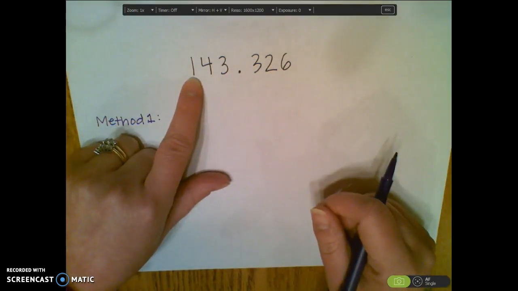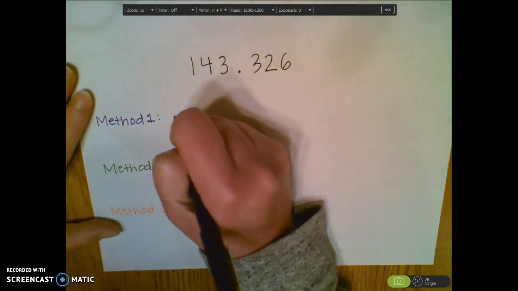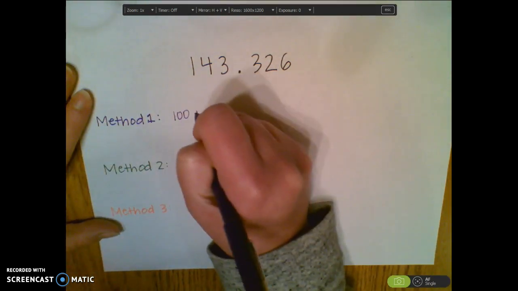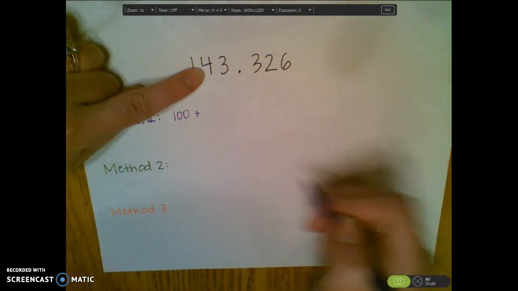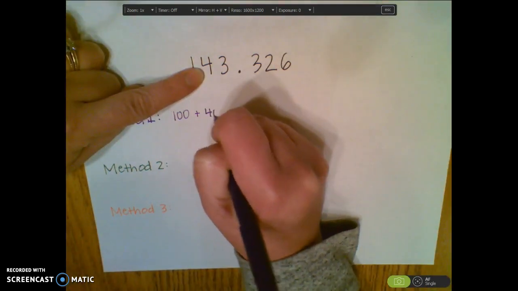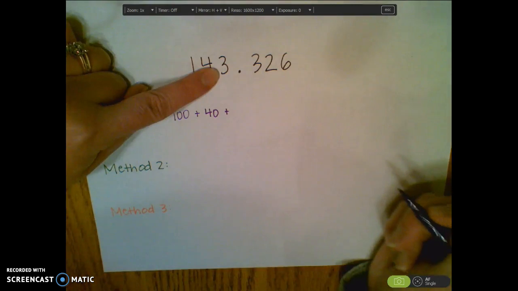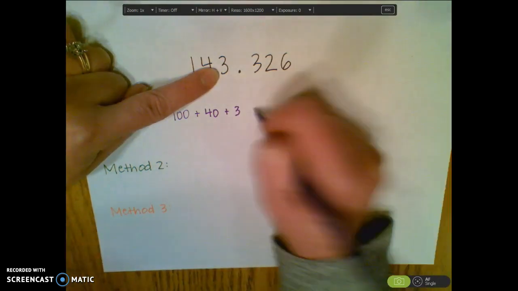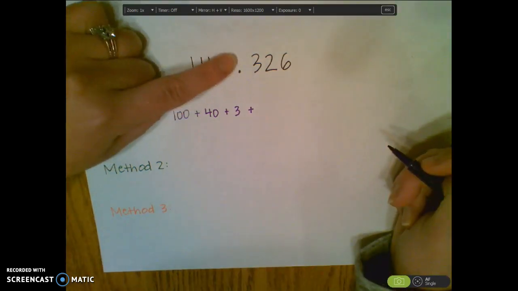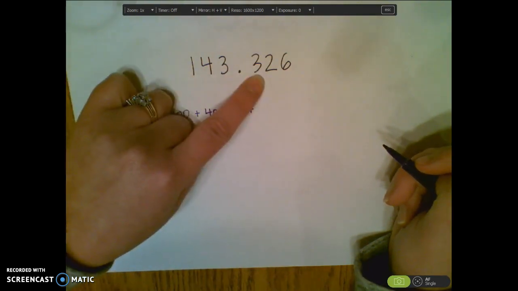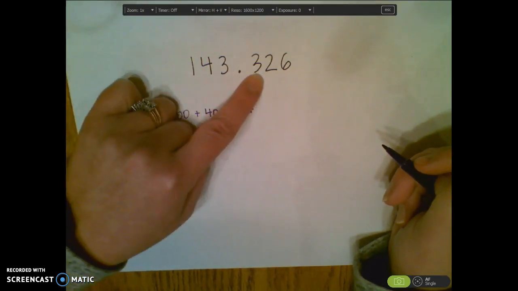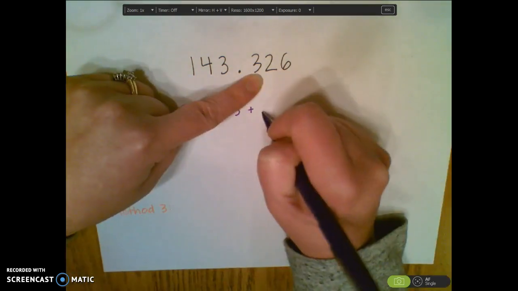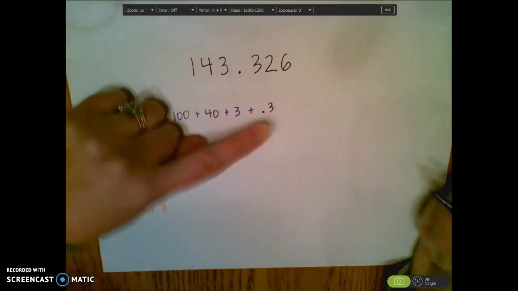So first I'm going to start with my whole number. The value of this 1, it's worth 100. The value of this 4 is worth 40. The value of this 3 is just worth 3. Now I want to do the value of this 3 here, and I know that it's just worth 3 tenths because it's in the tenths place value spot. So the value of this 3 is just worth 3 tenths.